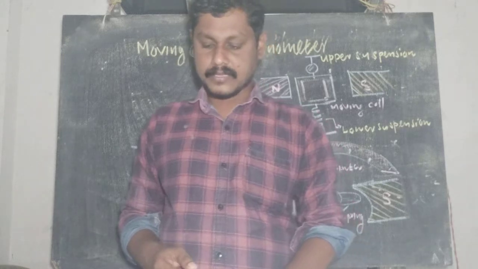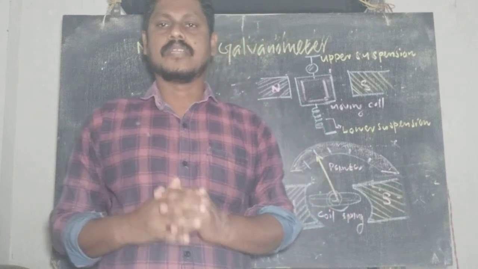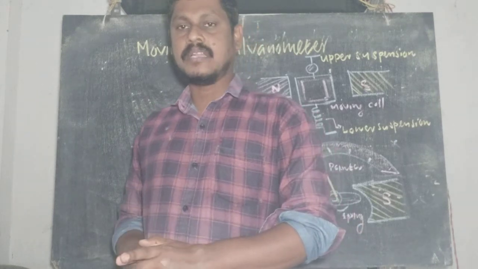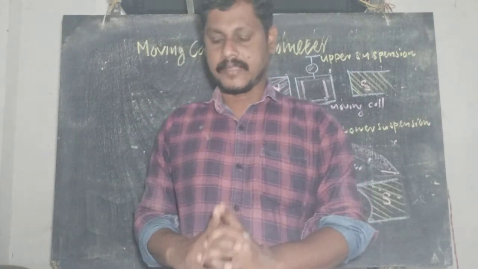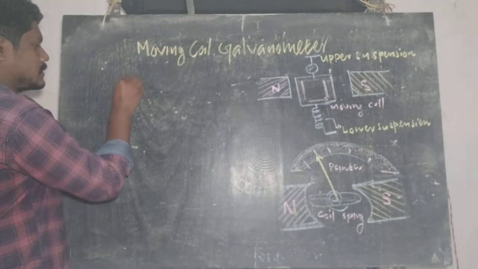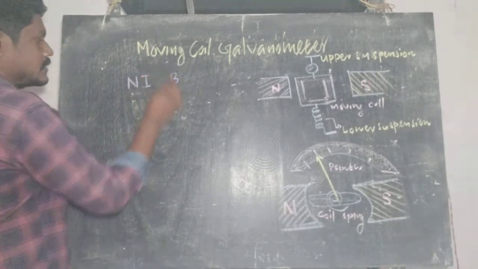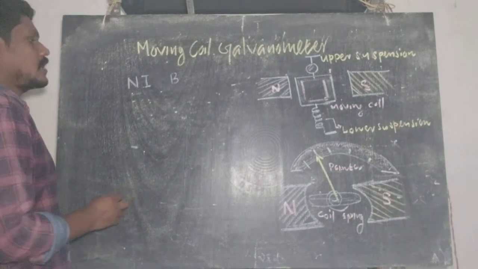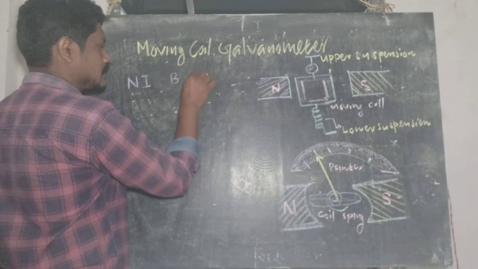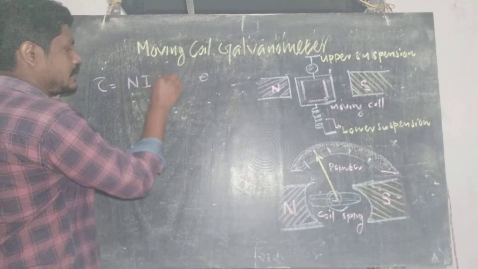And in one of the previous classes we discussed the expression for the torque experienced by a rectangular loop of wire that carries current when held in a uniform magnetic field. We have seen that a coil of N number of turns carrying current I, kept in a magnetic field of intensity B such that the angle between the normal to the plane of the coil and the direction of magnetic field is theta, experiences a torque equal to NIAB sine theta.